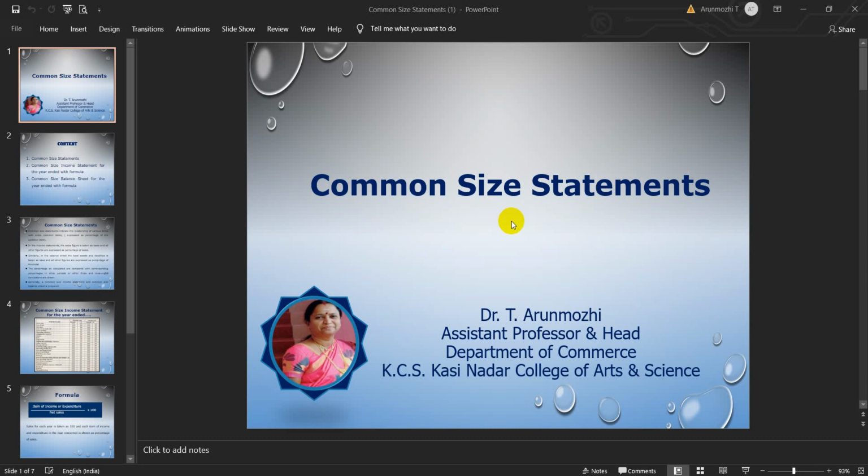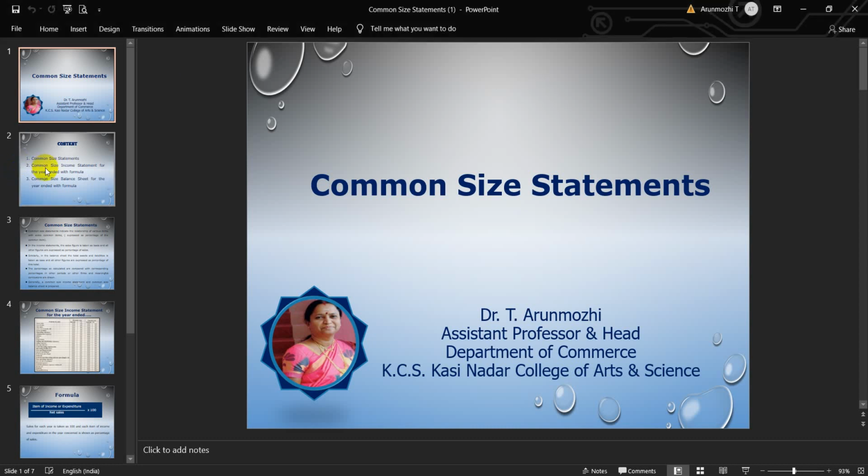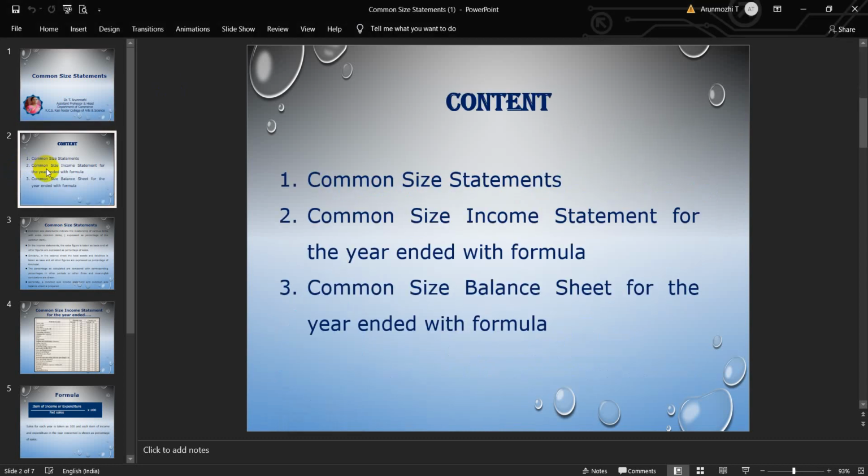I welcome you all for the presentation on common size statement. It is based on the curriculum of all universities on this subject. The contents are common size statement, common size income statement for the year ended with formula, common size balance sheet for the year ended with formula.